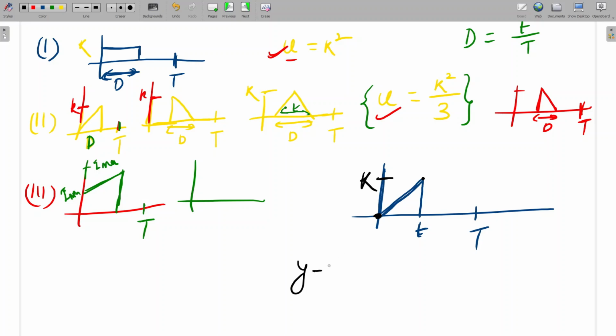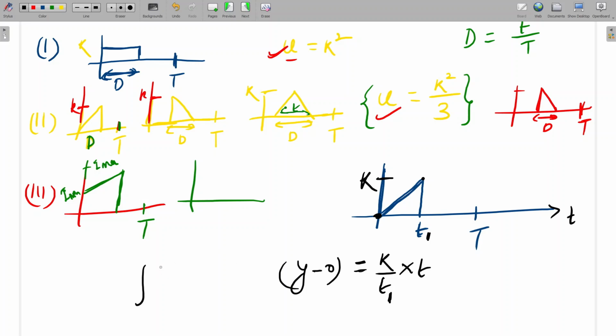So y minus y1, that is y minus 0, is equal to y2 minus y1 divided by x2 minus x1 into x. So it will be K by T. Let's say this is time axis and this is t1. So y equals K by t1 into t. Is it okay? Yes, sir. So we can integrate it.